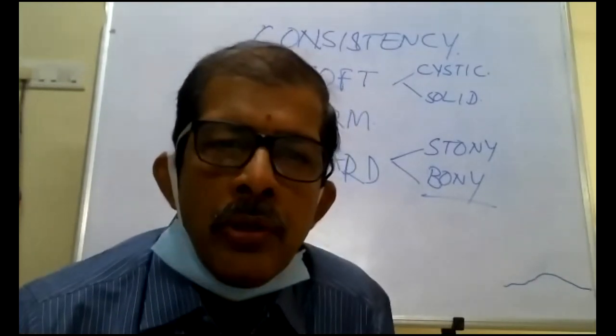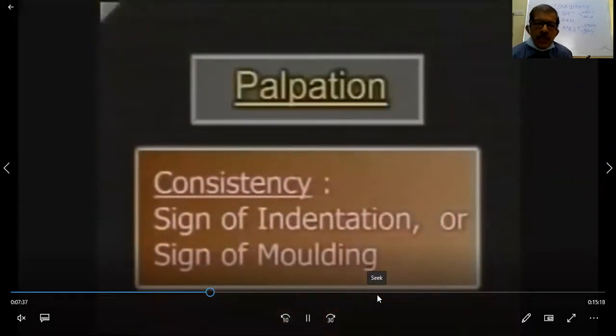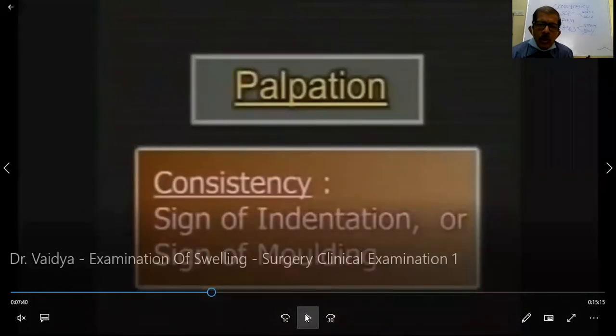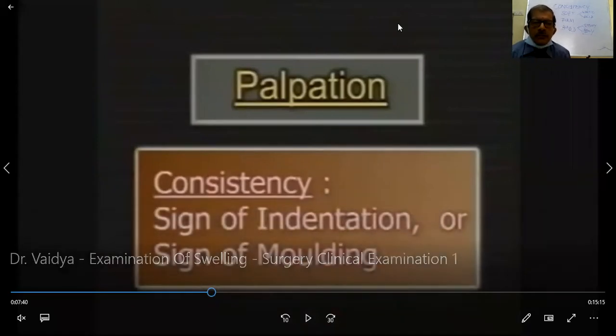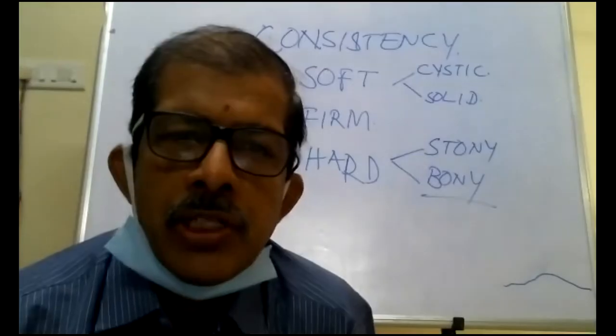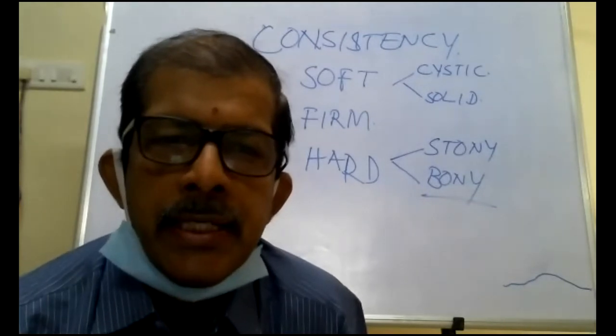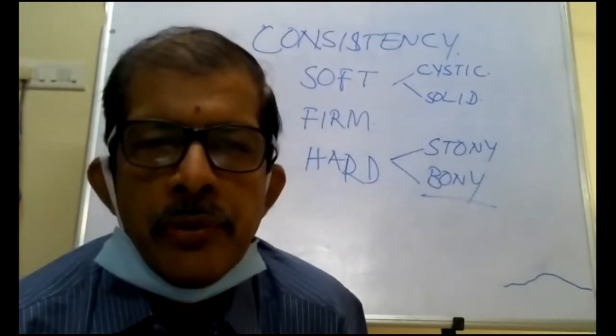So that's how he is trying to demonstrate both at the center and at the periphery also, right? Center and periphery. That's how you have to see for the consistency. Now, once a swelling is soft, then you have to elicit sign of indentation or molding. In which cases is the sign of molding or indentation positive?